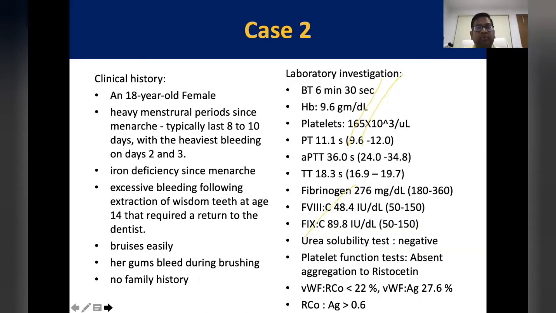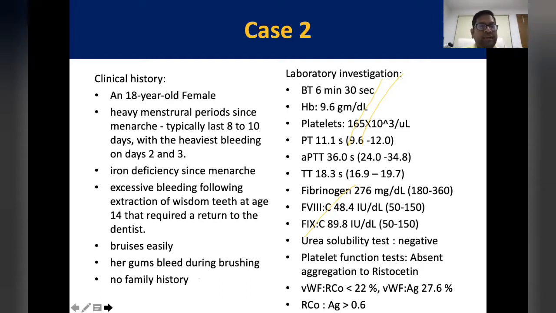So we did the laboratory investigation. Bleeding time is prolonged, 6 minutes 30 seconds. Hemoglobin is 9.6, which is reduced. PT is normal. APTT is mildly increased. So can anybody say why APTT is increased in this case? Are we dealing with anything related to hemophilia A or B? The answer is APTT is prolonged in this case.